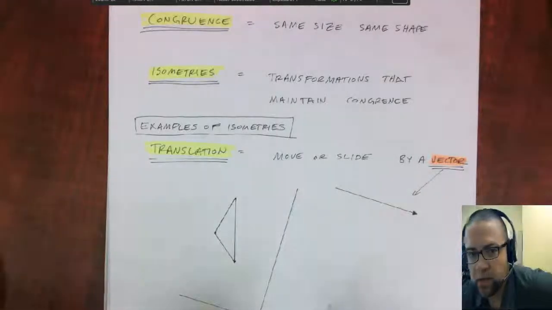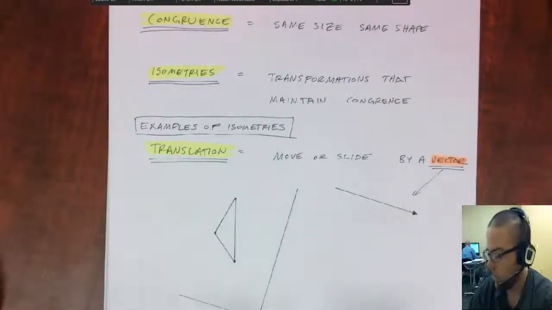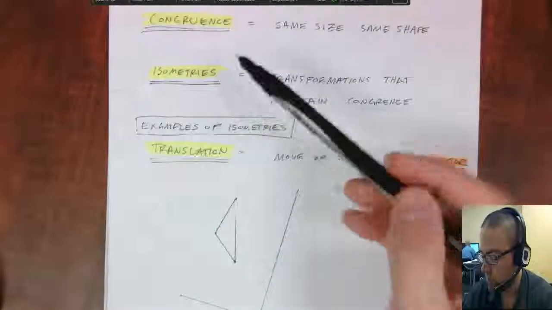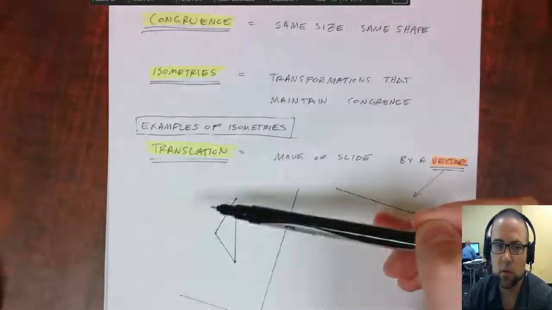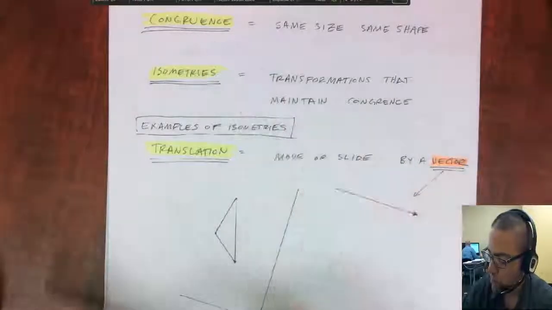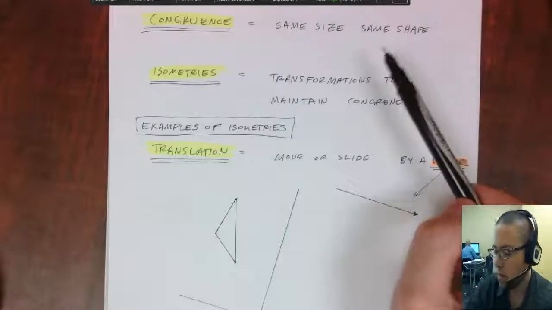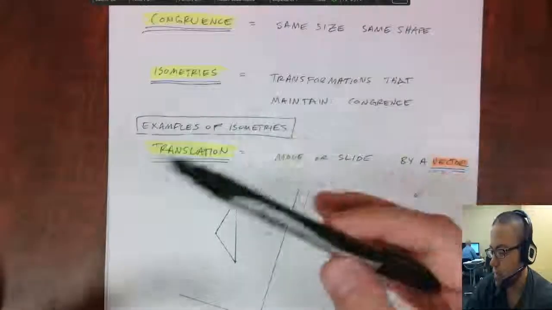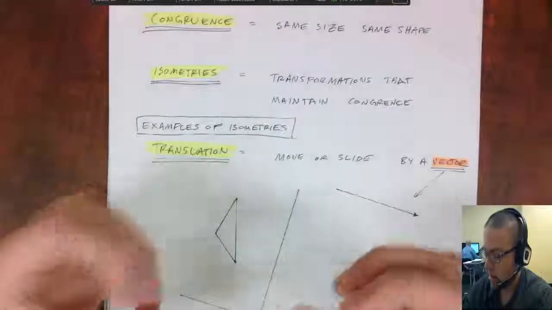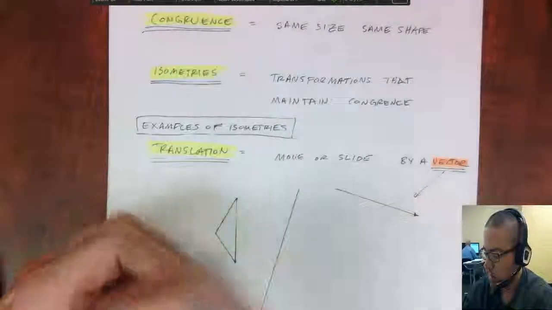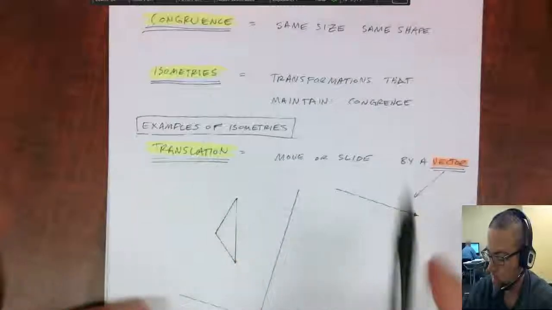Okay, now that you've had a chance to play around with Inkscape and use that graphics program, I want to define more specifically the mathematical terms that we're using. First up, congruence. Congruence means same size and same shape. So if I have two shapes that are identical, the same size and same shape, they can be put on top of each other and covered completely.